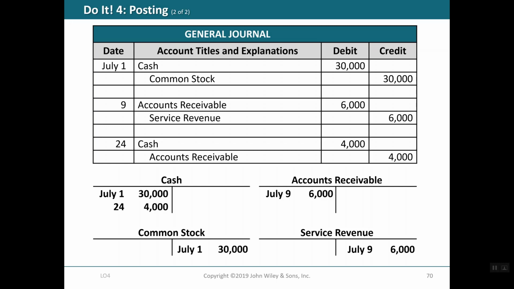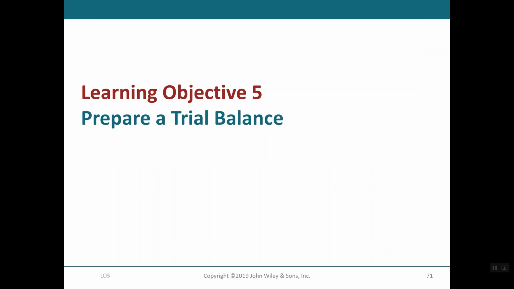Okay. Cash account is 4,000 debit, we have it as 4,000 in the ledger. Accounts receivable is 4,000 credit. So it is 4,000 credit in the accounts receivable ledger account.